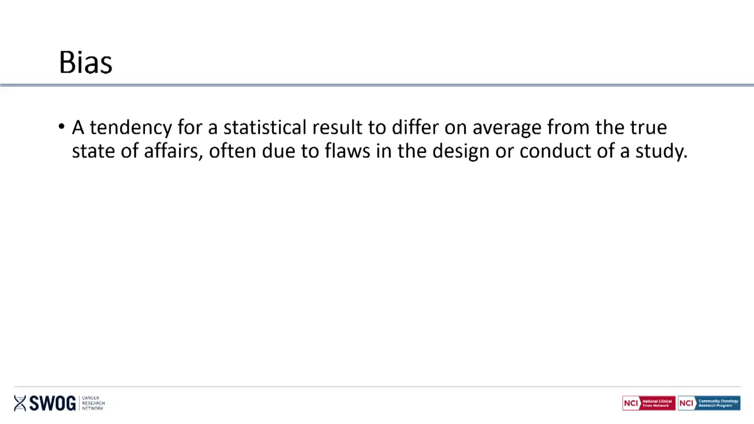Bias, that other statistical concept, is a tendency for the statistical result to differ on average from the true state of affairs. So that was that bullseye where all those arrows are going off to the side. We really wanted that one target, but it was different. And that can happen because of flaws in clinical trials, which is really bad. We think we want to estimate the true difference in the proportion of people who are alive and doing well at, say, 3 years, but for some reason in our data collection systems, we're getting something completely different. We have to try to avoid that.